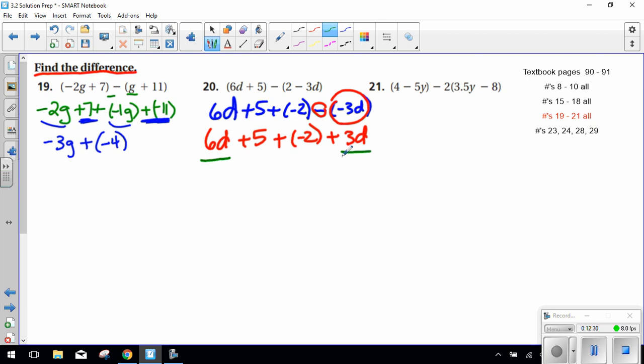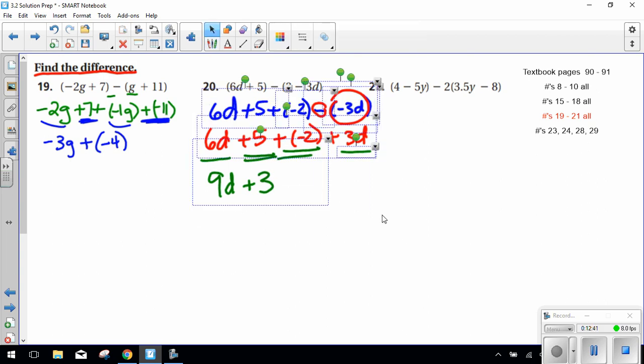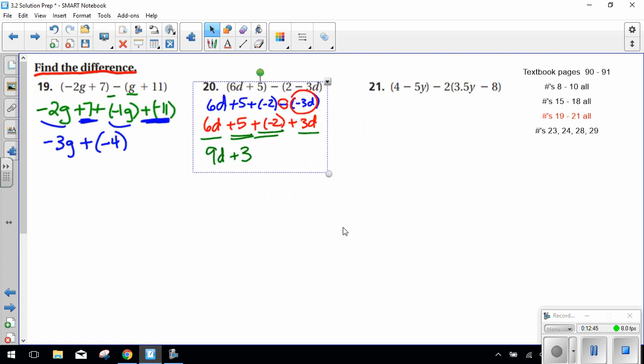Now I can take 6d and add 3d to get 9d plus 5 plus negative 2 is 3. Okay, and there's my solution for number 20.